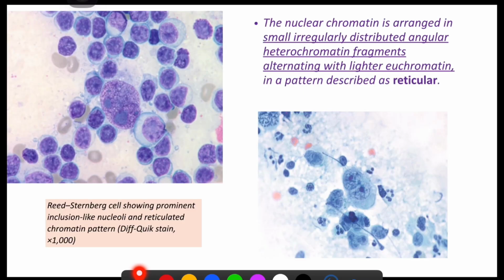appearance. So here again you can see this is a Diff-Quik stain where we can find RS cells having prominent nucleoli and reticulated chromatin pattern. See, this is again a Pap stain. We can identify RS cell.